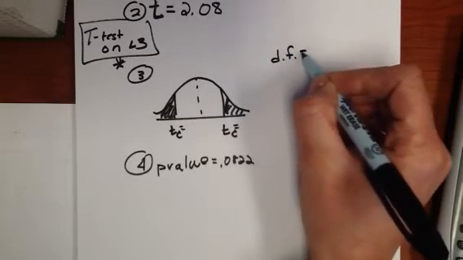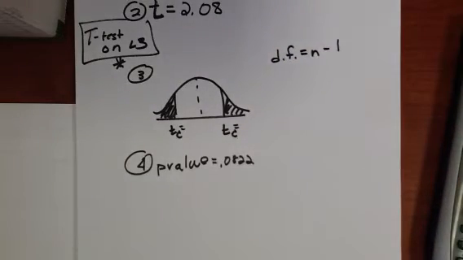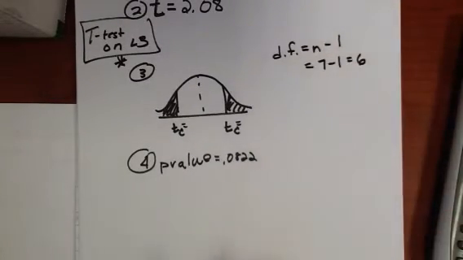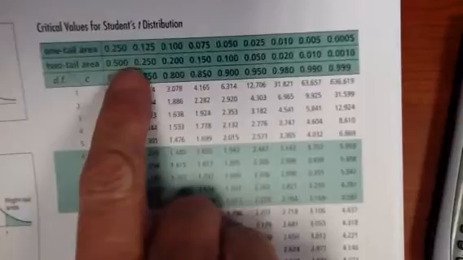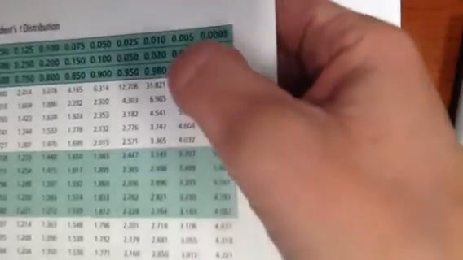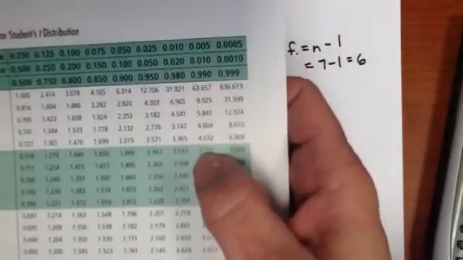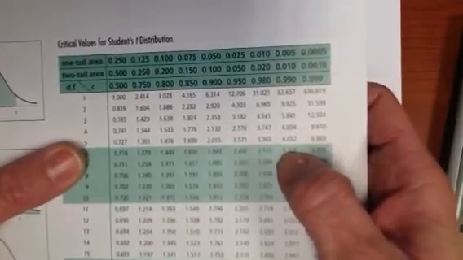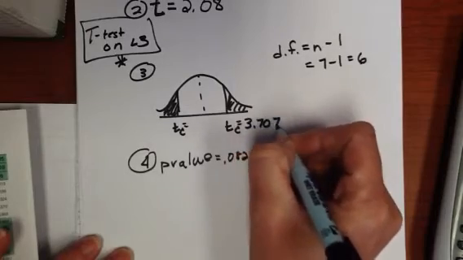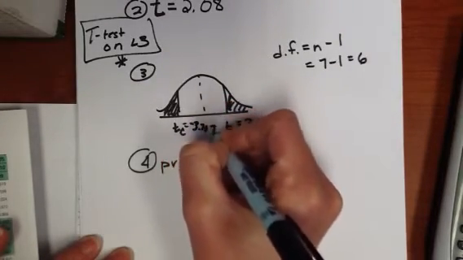We need our degrees of freedom anytime we're doing a t-test. Since there were 7 pairs, we do 7 minus 1, or 6. Alpha was 0.01 this time, so on our t-table, we have a two-tailed test. Go all the way over to 0.01. And we're going to go down to 6. 3.707. So I have a positive 3.707 and a negative 3.707.